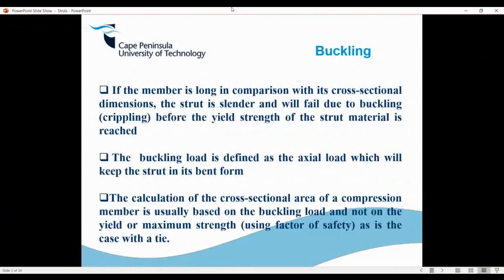Furthermore, the calculation of the cross-sectional area of a compression member is usually based on the buckling load and not on the yield or the maximum strength. So that's very interesting. Can I just say that again? The calculation of the cross-sectional area of a compression member is usually based on the buckling load and not on the yield.